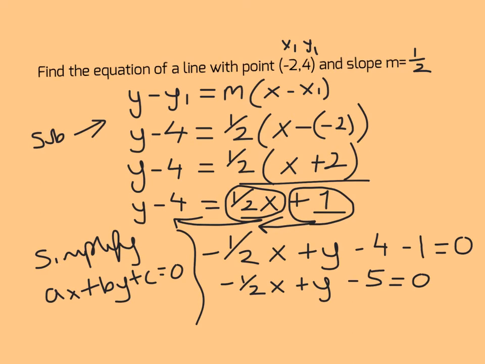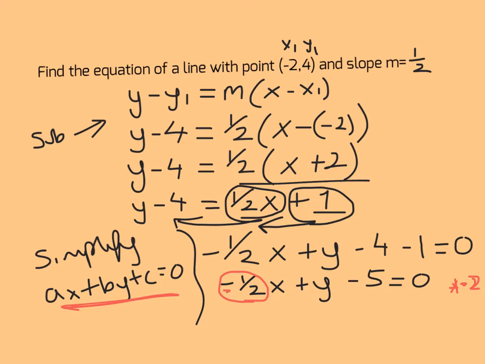Now, I have a little bit of a problem because normally we don't leave a fraction in coordinate geometry. If we're writing it in this style here, we don't tend to leave a fraction like that. So the best way for me to get rid of that fraction is to multiply the whole line by minus 2. And the reason I multiply by minus 2 is I'd also like to get rid of this minus sign here as well.